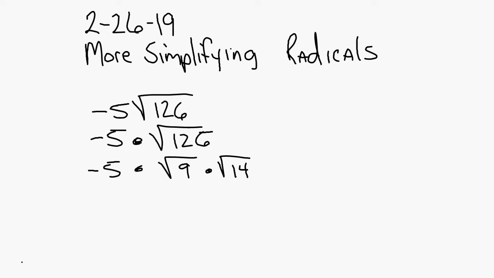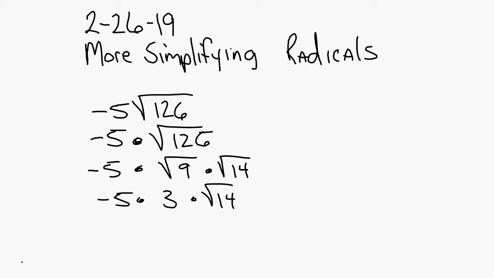Say again? 64 doesn't go into 126. It goes into 128. So look, you take your -5 now, times the square root of 9, which is equal to 3, times your square root of 14.